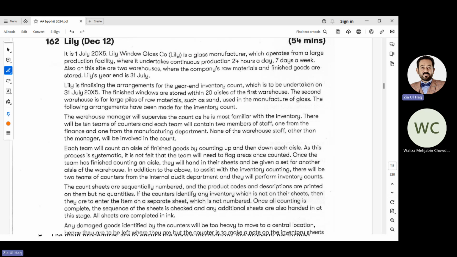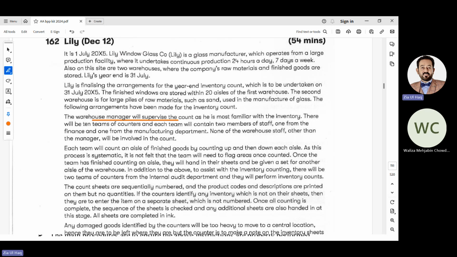Two warehouse managers will supervise the count as he is most familiar with the count. I mean, who is the inventory count controller? Warehouse manager. So what is the deficiency? The inventory count controller, meaning supervisor, is not independent. If he is not independent, what could be the issue? The personal use of inventory by the warehouse manager will not be identified properly. There could be chances of misstated inventory balances.